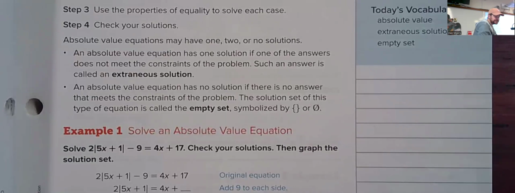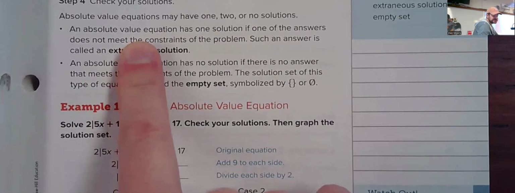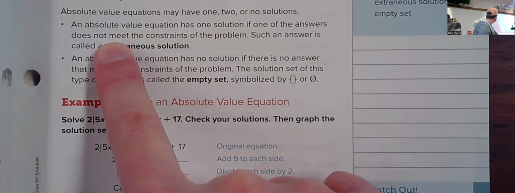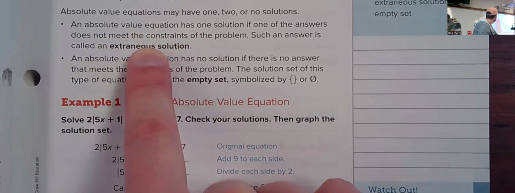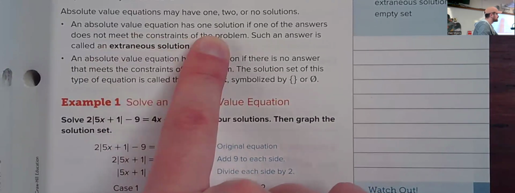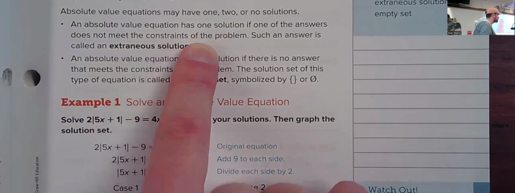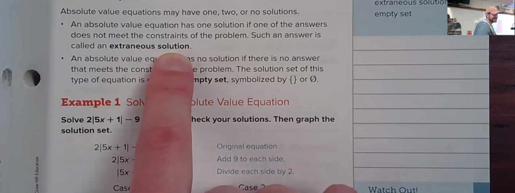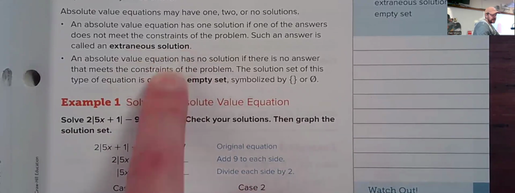So an absolute value equation has one solution, it tells you right here, if the answer does not meet the constraints of the problem. There are also other instances when it's not 0, but if one of the answers does not meet the constraints of the problem. So this is why you have to check your answers, by the way. Sometimes when you get an answer and you plug it back in, it doesn't work. And so if you check your answers and one of them doesn't work, that's what's known as an extraneous solution, meaning it's an answer, but it doesn't actually work, so we can't consider it to be an actual answer. And we'll see examples of that too.